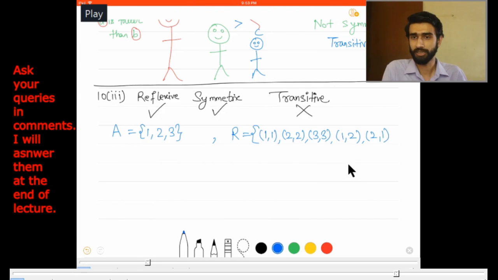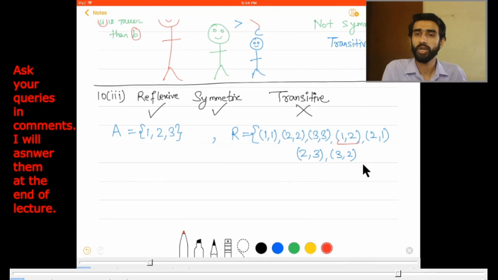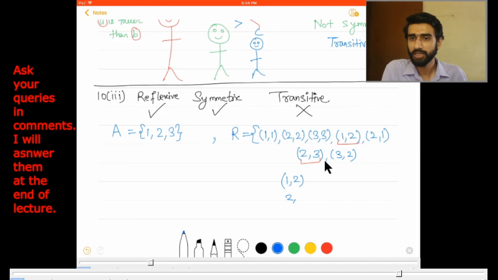Now for symmetry, if I added (1,2), I added (2,1) with it, so that symmetry is maintained. Now if (2,3) is there, I added (3,2). But now you will see (1,2) is there and (2,3) is there, so (1,3) must be there for transitivity.